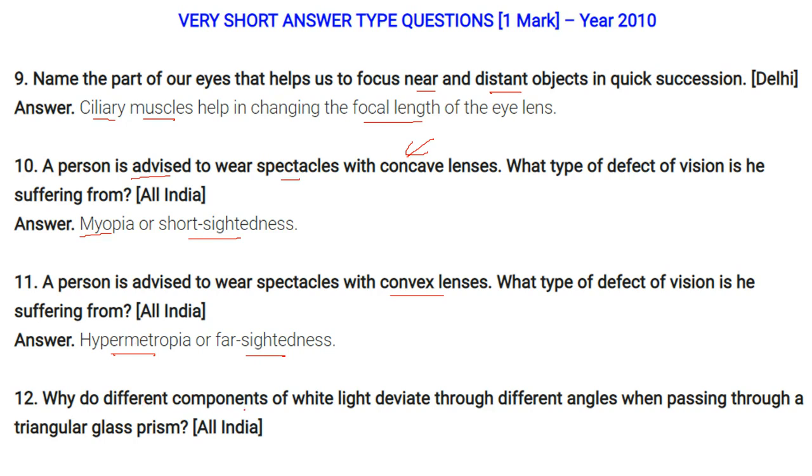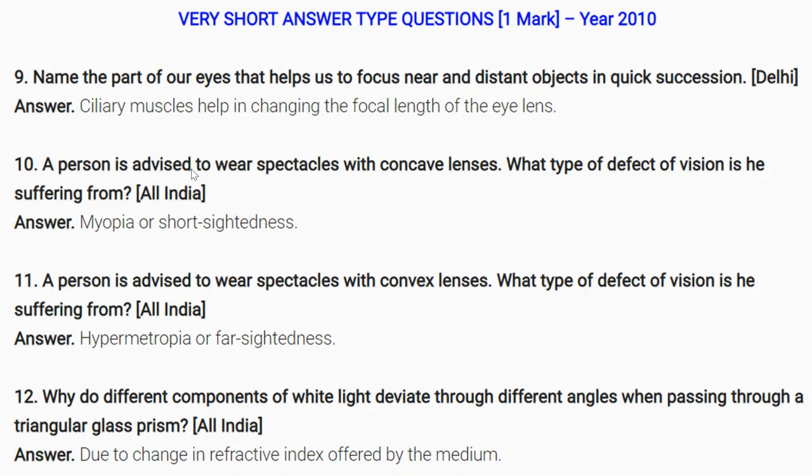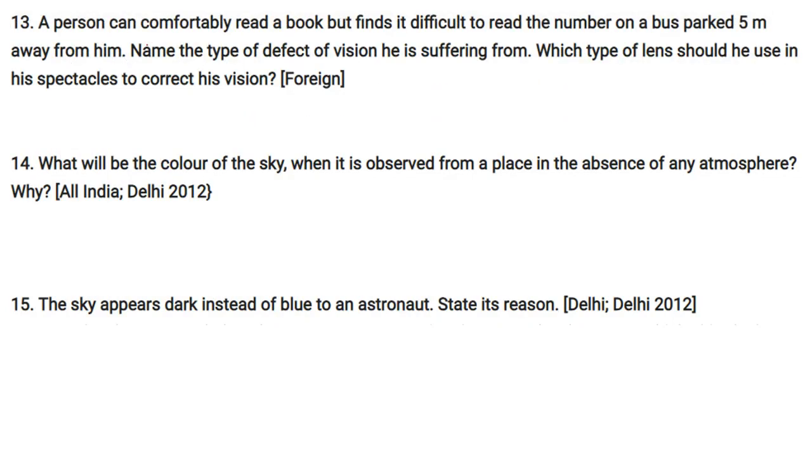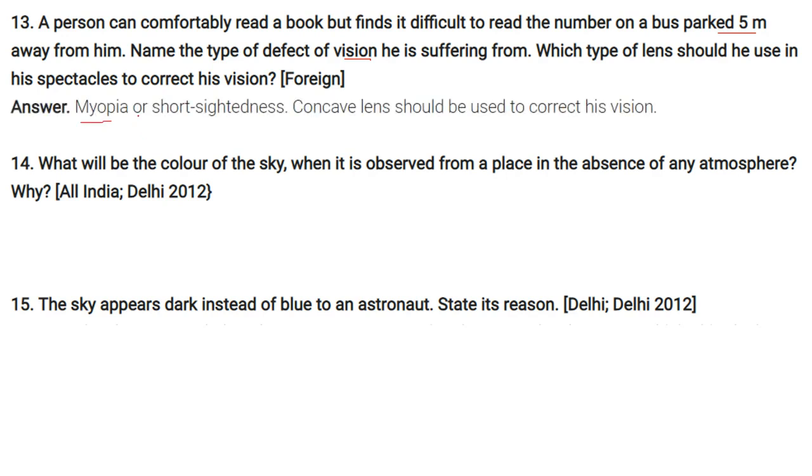Why do different components of white light deviate through different angles when passing through a triangular glass prism? Because of dispersion. Due to the change in refractive index offered by this medium, this phenomenon happens. A person can comfortably read a book but finds it difficult to read the number on a bus which is parked 5 meters away from him. Name the type of defect he is suffering from, and which type of lens should he use in his spectacles to correct his vision. He is suffering from myopia or short-sightedness. He must use a concave lens in order to correct his vision.